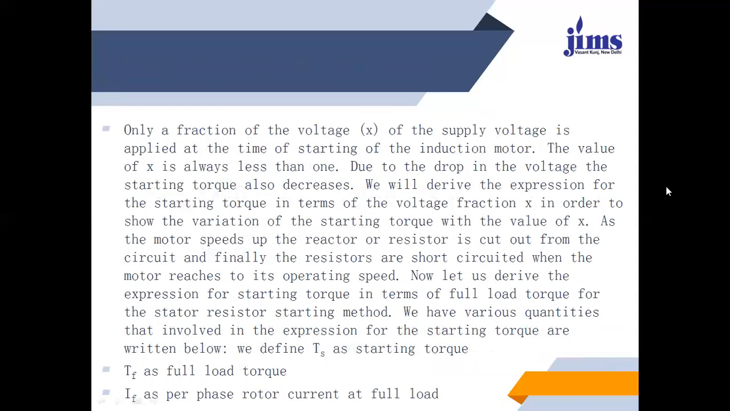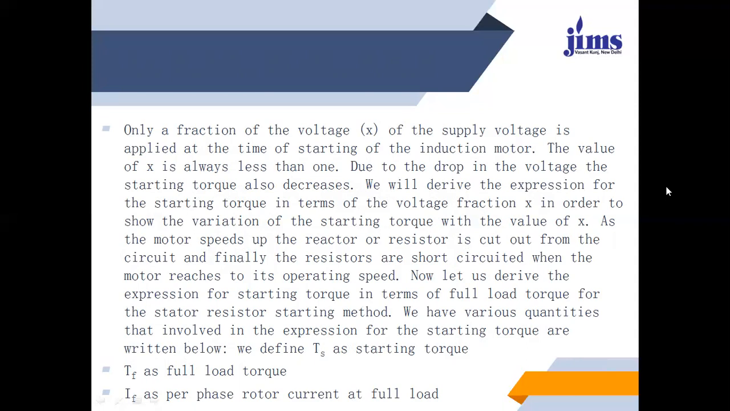Only a fraction X of the supply voltage is applied at the time of starting of the induction motor. The value of X is always less than 1. Due to the drop in the voltage, the starting torque also decreases. We will derive the expression for the starting torque in terms of the voltage fraction X in order to show the variation of the starting torque with the help of X. As the motor speeds up, the reactor or resistor is cut out from the circuit, and finally the resistors are short circuited when the motor reaches its operating speed.